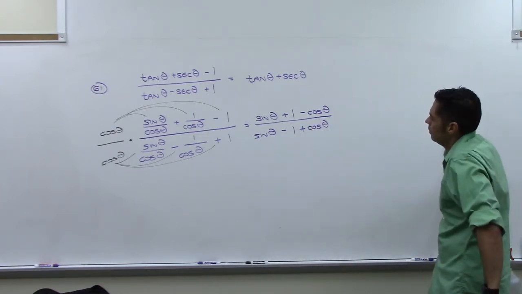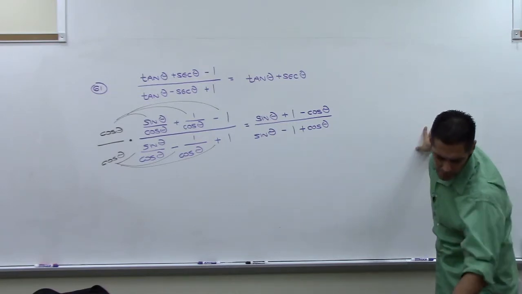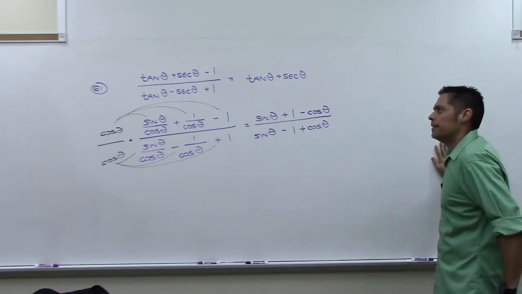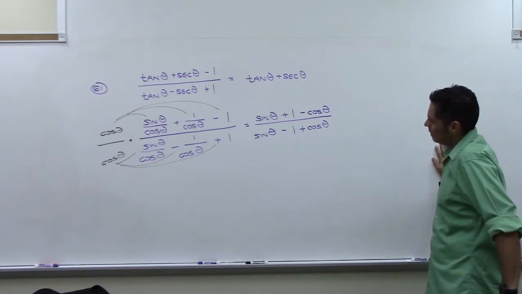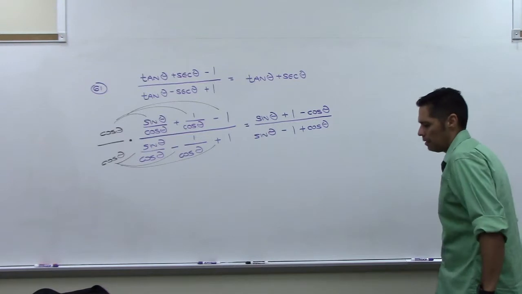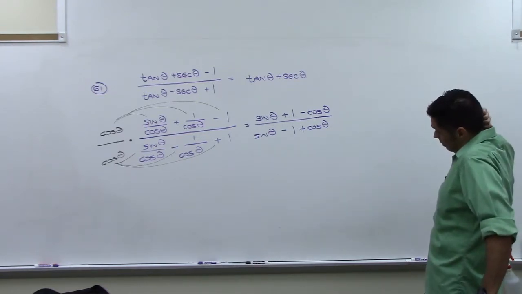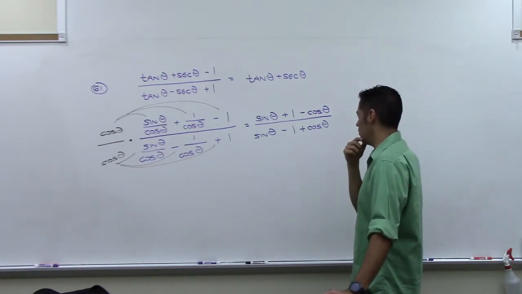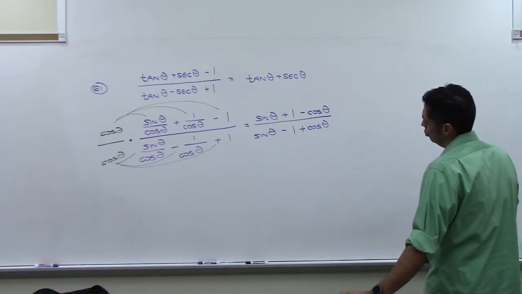Ooh. This does not look good. Let me make sure I wrote this down right. Tangent theta plus secant theta minus 1, tangent theta minus secant theta. I'm a little bit stuck here. This is good. I've got everything in terms of sine and cosine, but it doesn't look any easier. I can't multiply by a conjugate or anything because I have 3 terms, not 2.